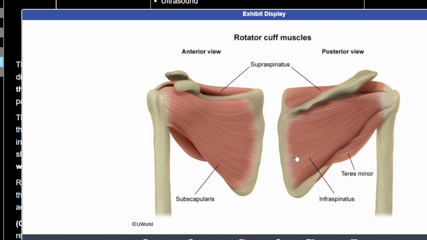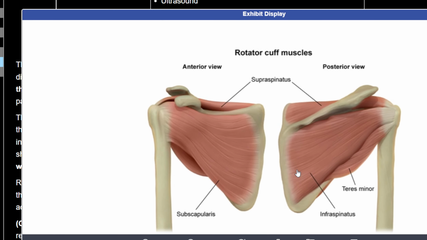This is an imaging of the rotator cuff muscles. Remember, we have the supraspinatus here, infraspinatus here. Remember, this is the back and this is the front. This is the back and this is the front. This is a front view.